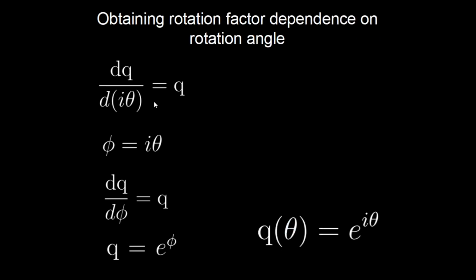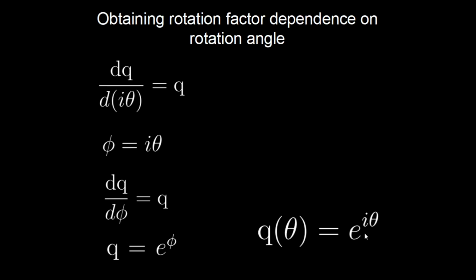For this obtained equation, denote phi equals I theta. We have this equation. The equation says that the derivative of Q with respect to phi equals Q itself. Thus, Q is the exponential function. Then we have this solution. Phi is given by this. Therefore, we obtain this final rotation factor dependence on rotation angle.